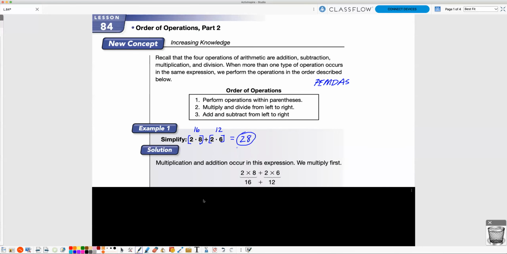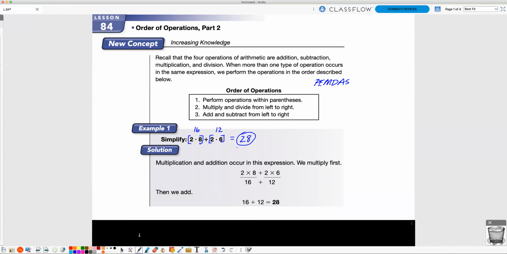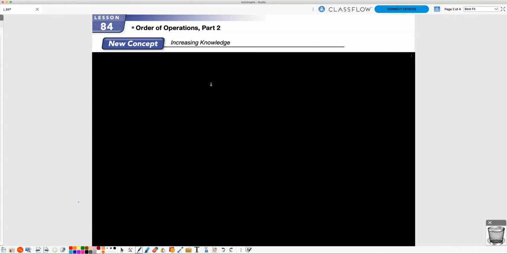Multiplication and addition occur in this expression. So we multiply first and then we add. And that's all there is to it. Please excuse my dear Aunt Sally. Those are the steps we use to complete that.